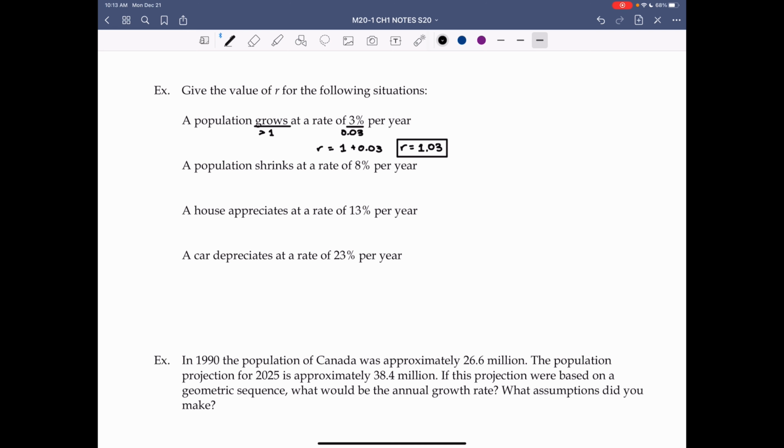And note that the 1 as a decimal is equivalent to 100%. So this means the population next year will be 103% of what it was this year.